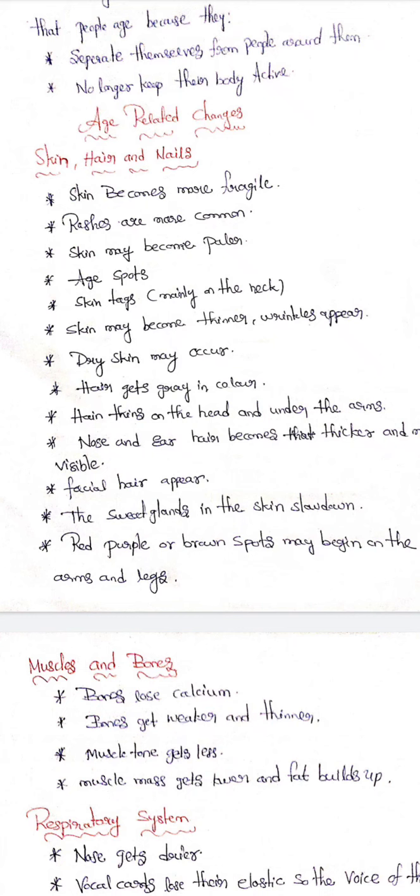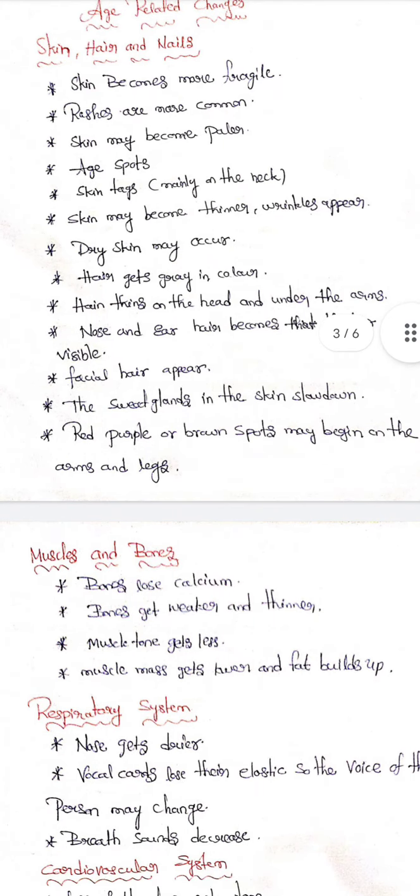Next, dry skin may occur, dryness of the skin. Next, hair gets gray in color. We will observe color change of hair. Next, hair thins on the head and under the arms. They will have hair loss. It will be thin. We will be observing in old age people that hair fall will be there.